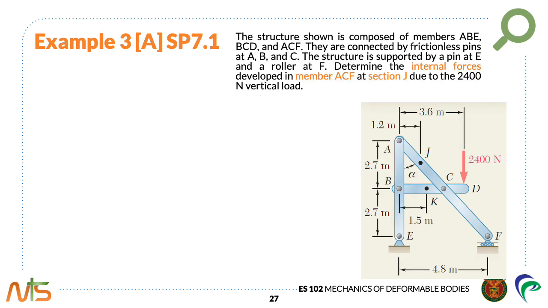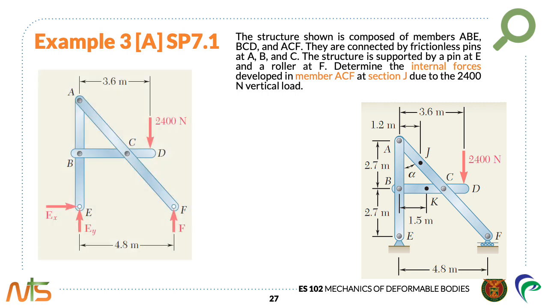Following the steps for analysis, we first draw the external FBDs showing external forces and reactions. As you can see, since E is supported by a pin, we have two force components, EX and EY. While F, since F is supported by a roller, we only have one support reaction, that is a vertical component of F.